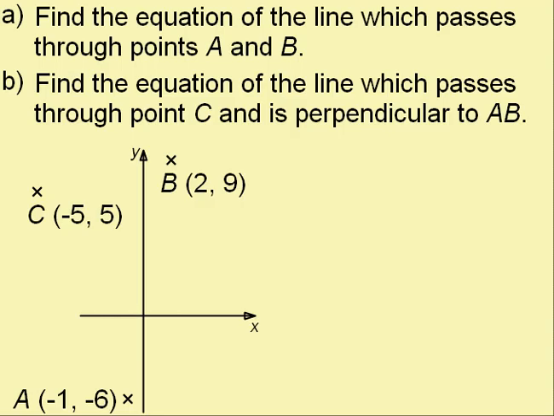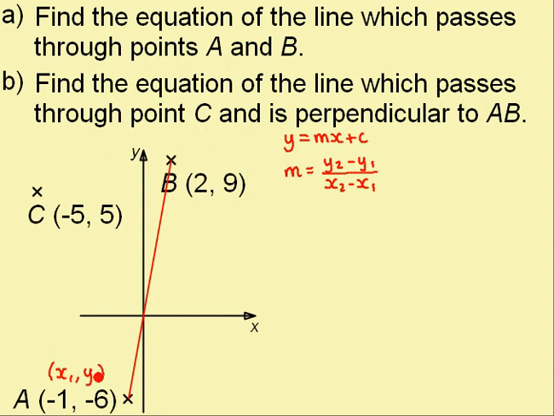This question has two parts. In the first part, I'm asked to find the equation of the line which passes through points A and B. So I start by drawing that line. Now the equation will have the form y equals mx plus c. I need to find the gradient, and I know the gradient is y2 minus y1 over x2 minus x1. So I'm going to call this x1, y1, and this x2, y2. So for the gradient, I get 9 minus minus 6 over 2 minus minus 1. So that's 15 over 3, and that's a gradient of 5. So my equation will be y equals 5x plus c.